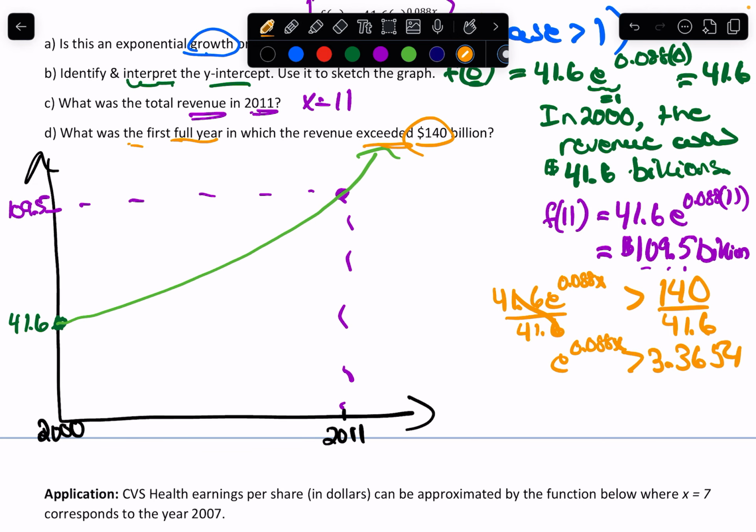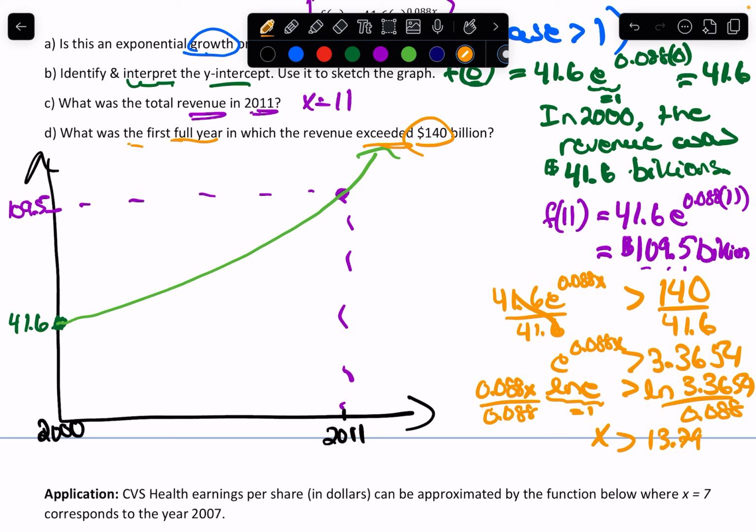Now we have the x in the exponent. So what we're going to do is take the natural log and move this. At the same time, we can move the exponent here to the front. Now this right here is going to equal 1. So we're going to divide by 0.088 on both sides, and x is going to be greater than 13.79 years.